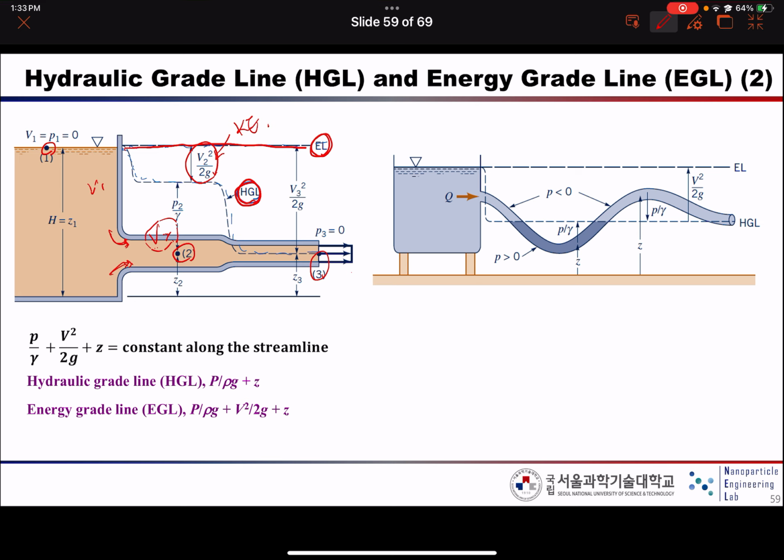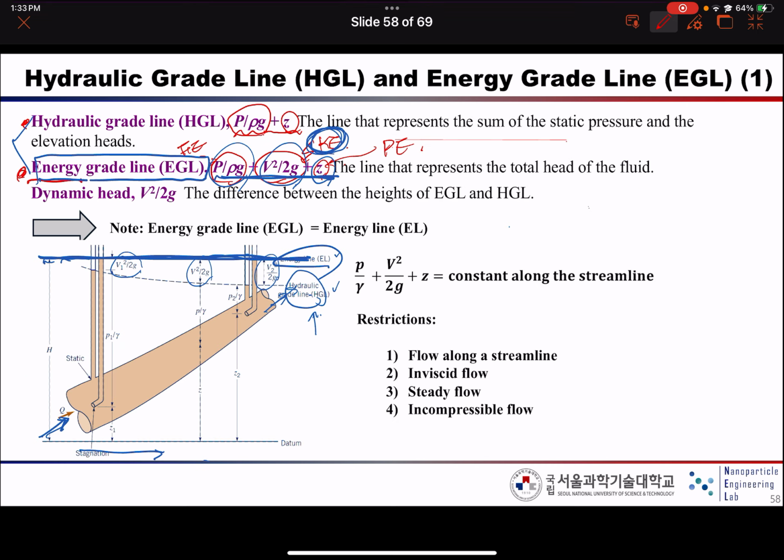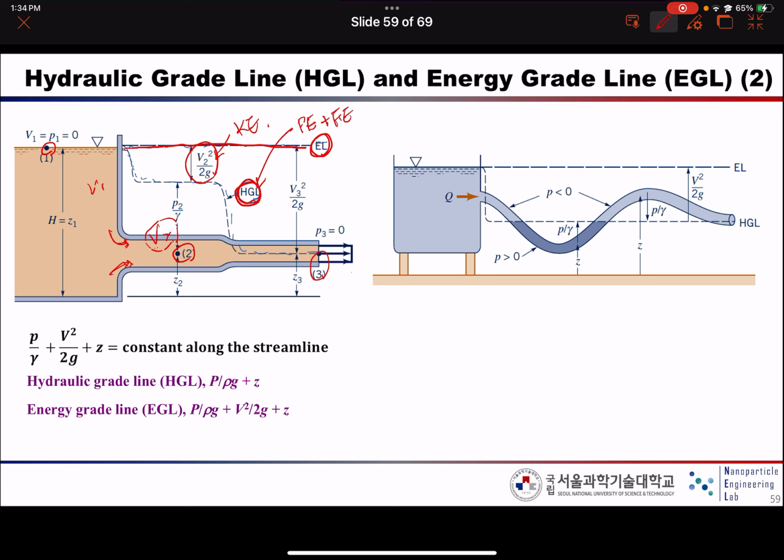Kinetic energy, right? Sorry, so the kinetic energy changes, and the hydraulic grade line again represents the potential energy plus the flow energy. Okay, and likewise this one also represents this, and this one is also very similar.